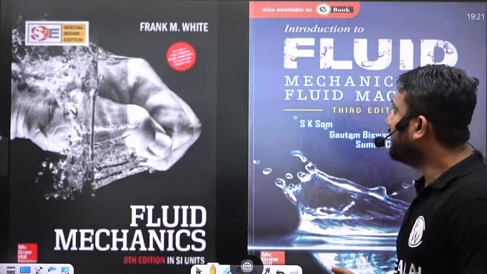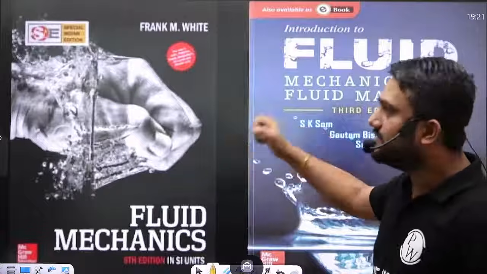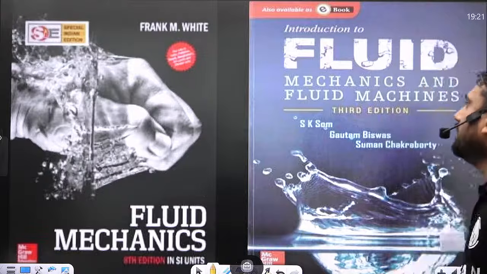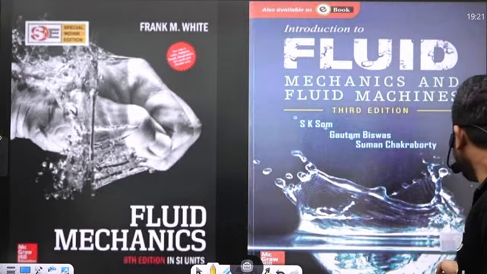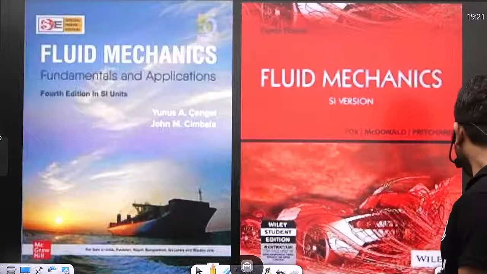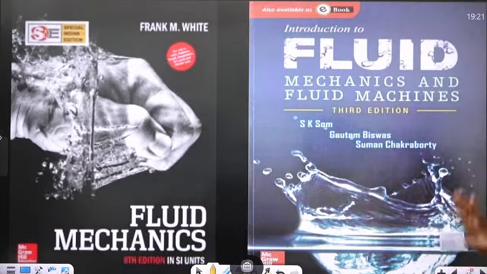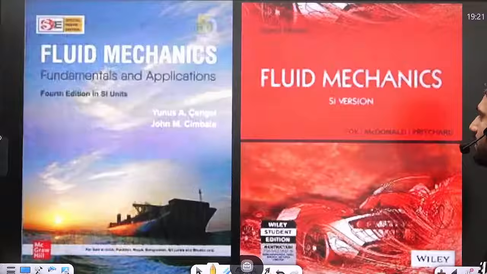The next book is Frank and White, right? This is also a good book if I'm talking about foreign authors, right? So these three books are by foreign authors, and this book, Fluid Mechanics by Som and Biswas, is by Indian authors. So among Indian authors, this is one of the good books, right? So you can prefer any book, right?